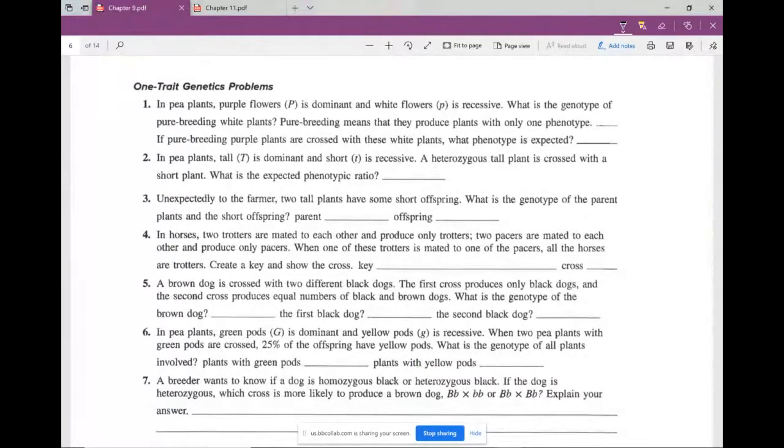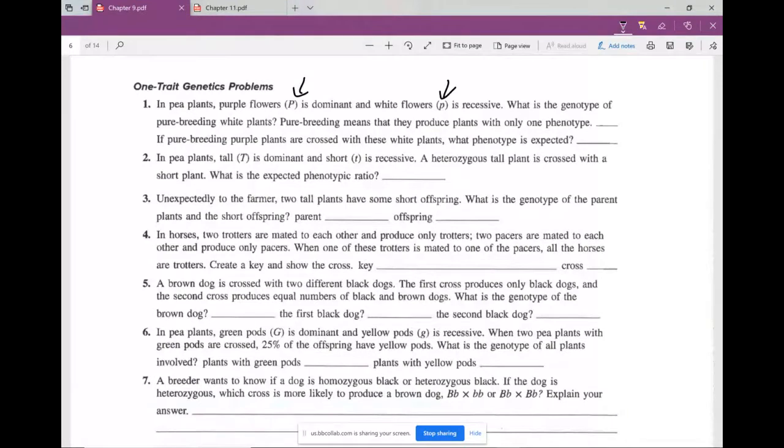Okay, one trait genetic problems. Let's see if we can do this. In pea plants, purple flowers, capital P, is dominant, and white flowers, lowercase p, is recessive. What is the genotype of pure breeding white plants?